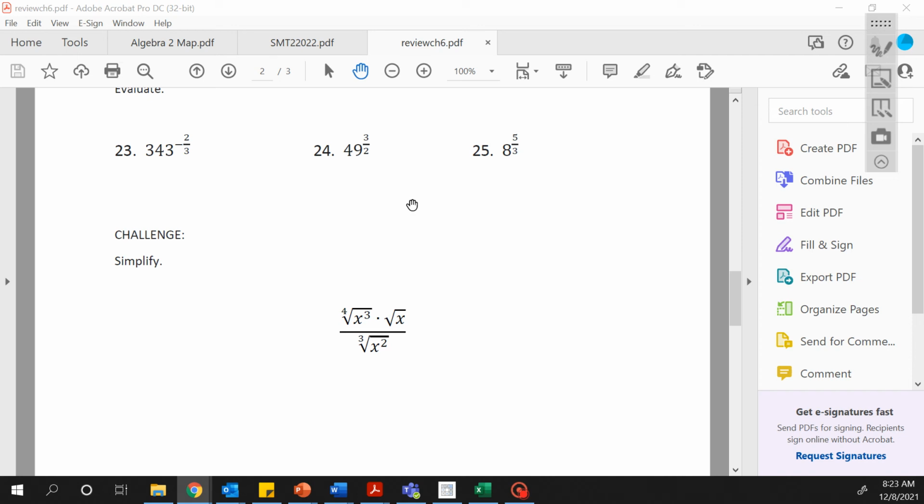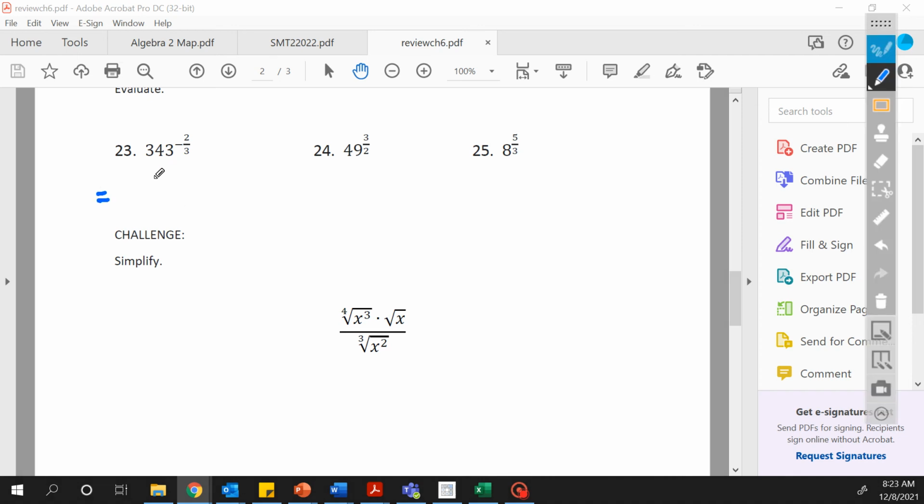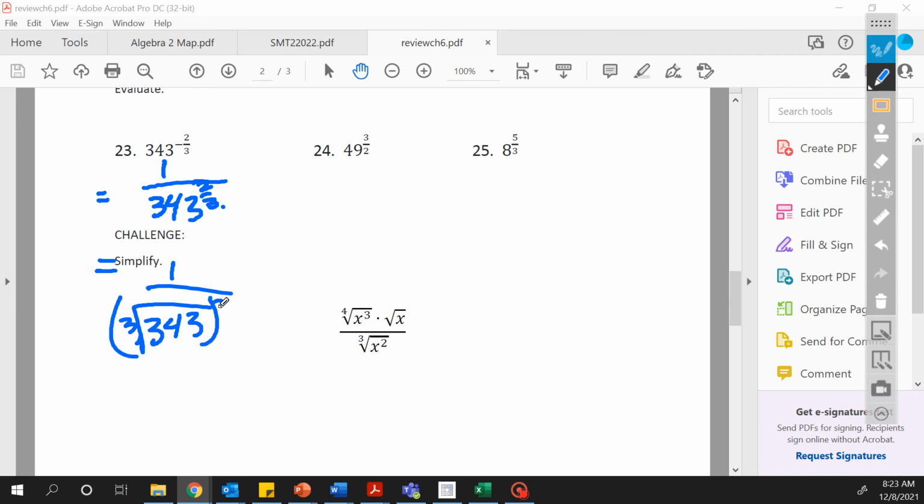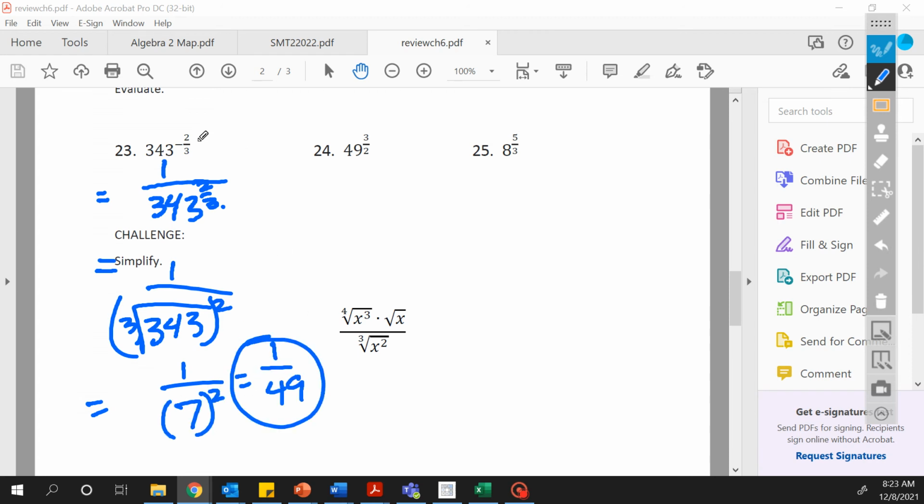Evaluate. So we'll turn each of these into a radical. So first we got to make this positive. So 1 over 343. And now it's raised to the positive 2/3 power. We put it on the bottom. Now 343, we'd be looking for the cubed root of that because of the denominator of 3, and then we'd be squaring that. The cubed root of 343 is 7, so it's 1 over 7 squared, which is 1 over 49. So this evaluates to 1 over 49.